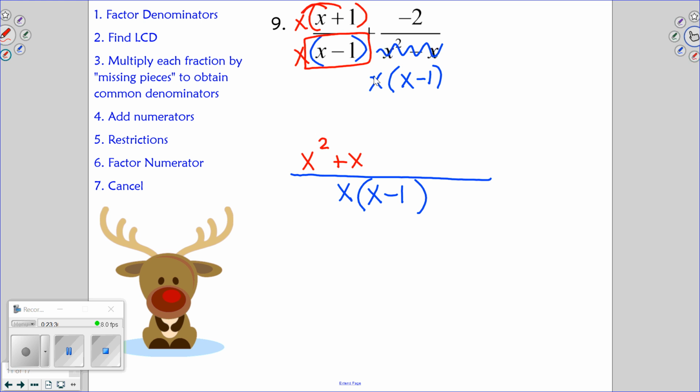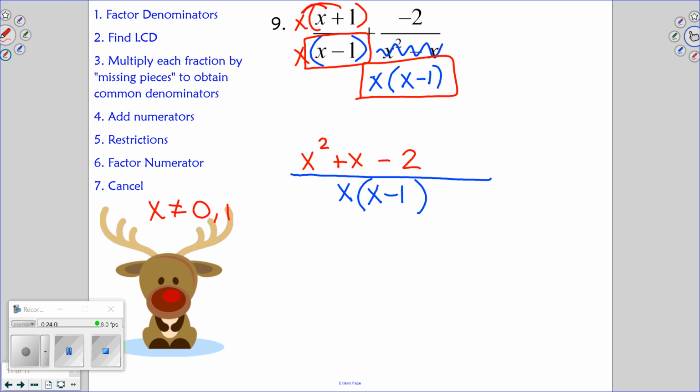What is the other one missing? Nothing, right? It has an x and an x minus 1, which is what I already had. So it's not missing anything. I have a minus 2 right there. Okay? All right, from there. Any like terms? No. Okay. Restrictions? Good. 0 and 1. Again, that's from your denominator, solving those.